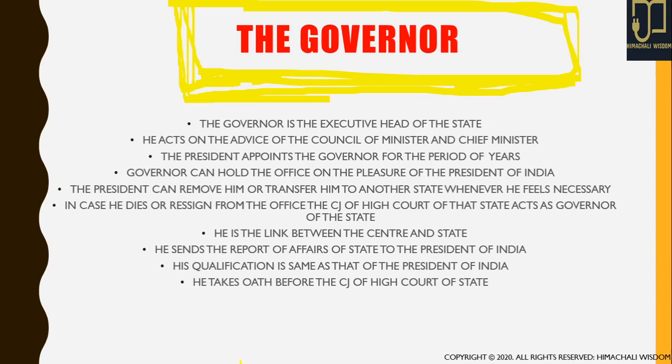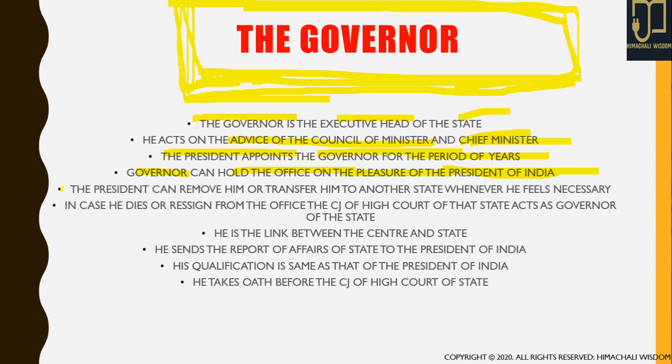Just like the president, who is the executive head of the union, at the state level the governor is the executive head of the state. Just like the president, he acts on the advice of the council of ministers and the chief minister. The chief minister works the same as the prime minister of India, at the state level. The governor is appointed by the president for a period of 5 years, but the governor holds office at the pleasure of the president. If the president wants the governor to continue for an extension of 5 years, he can do so by using his power.